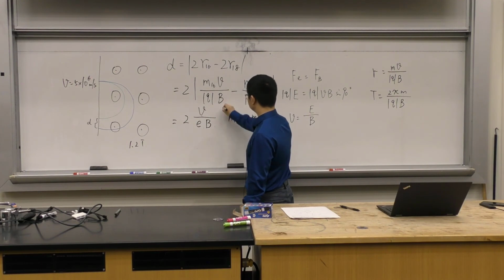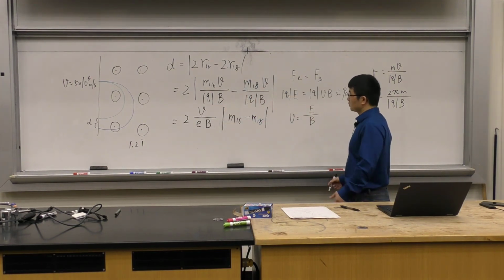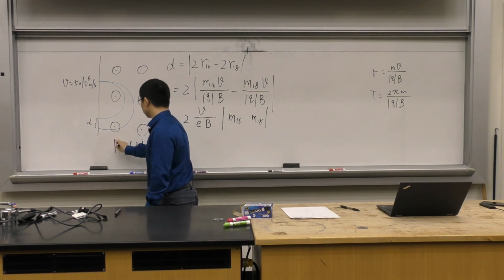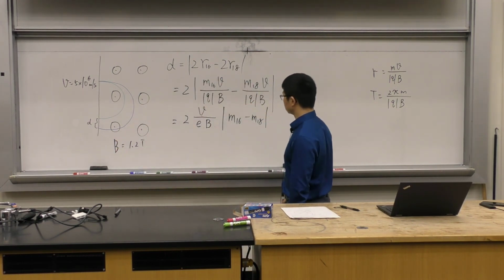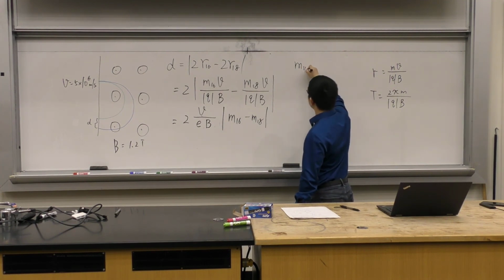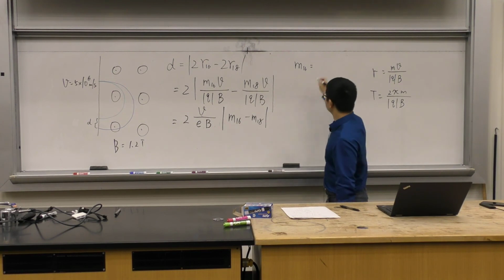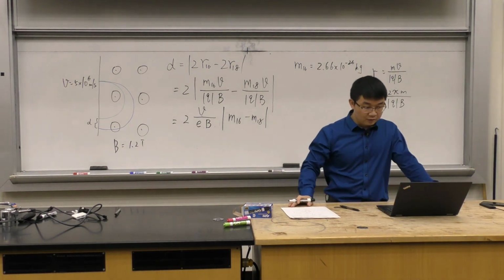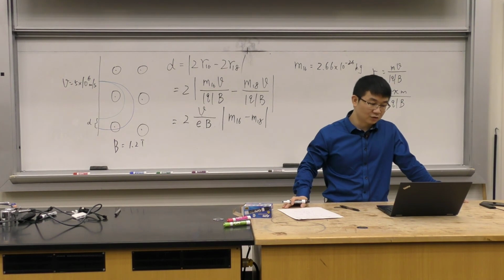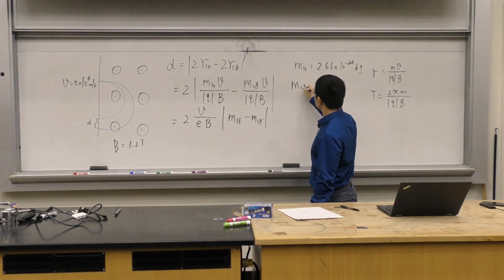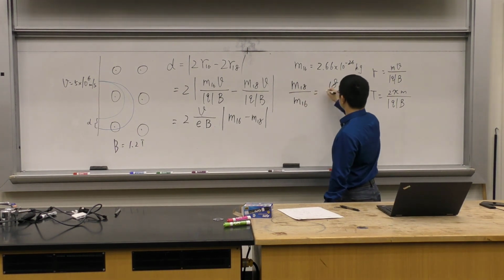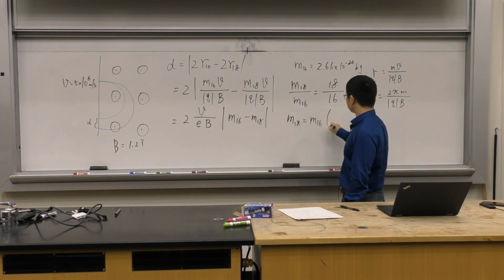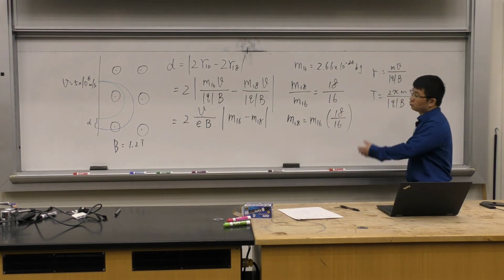Again, let's put the absolute value here. That's very easy. The velocity is given, so this is the velocity plugging in. The magnetic field is this number, and the little e is a constant. What about these two masses? The problem says the mass of oxygen 16 is this. Then you can find the mass of oxygen 18, because the ratio between these two masses is 18 over 16. So m18 is going to be m16 times this ratio.